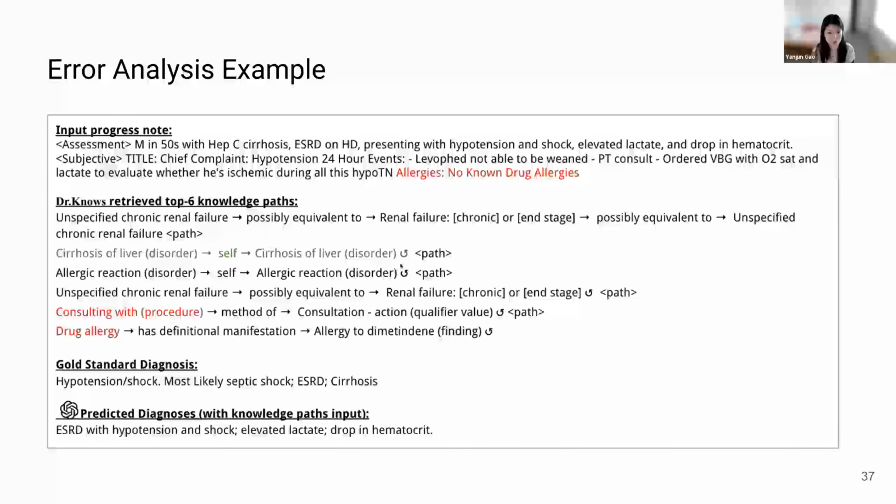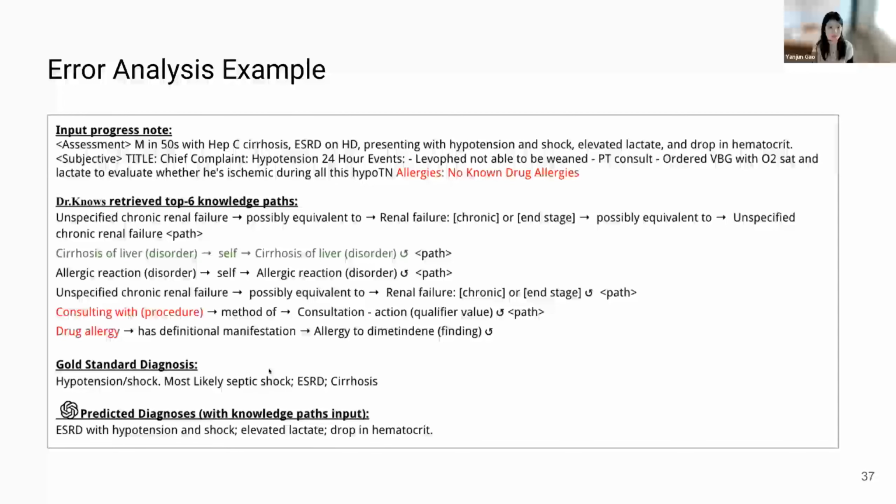There's also a situation where the knowledge graph has a correct path, shown in this green path, but ChatGPT failed to pick up that path, failed to utilize that path. You can see that ChatGPT doesn't incorporate cirrhosis of liver in its output at all, while cirrhosis of liver is actually in the ground truth diagnosis.